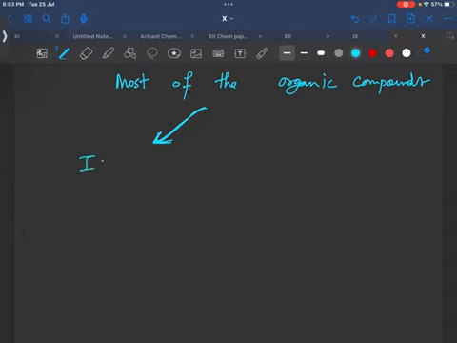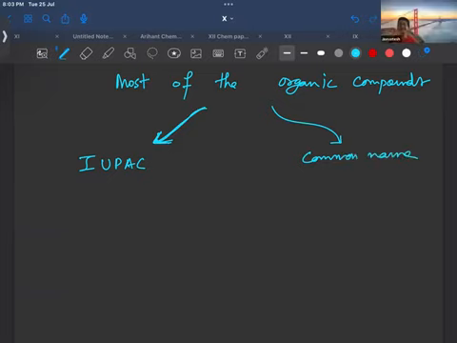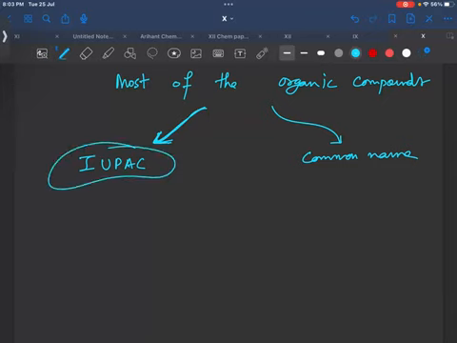So the official name is known as IUPAC, and जो घर में बुलाते हैं that is known as common name. Okay, तो IUPAC के लिए rules and regulations हैं, बहुत सारे. To name any organic compound, we have rules and regulations which we will learn. The name that we get after following them is known as the IUPAC name. IUPAC is International Union of Pure and Applied Chemistry.